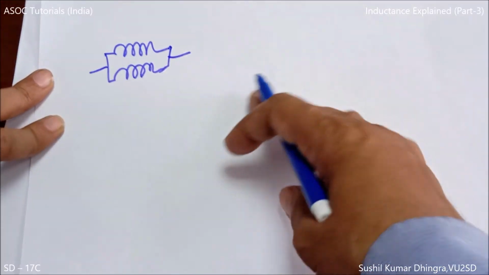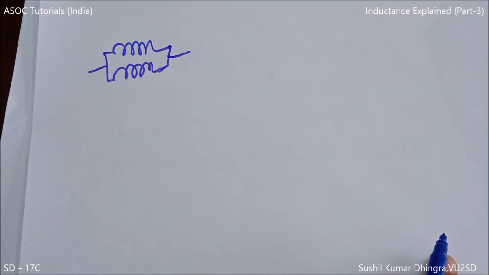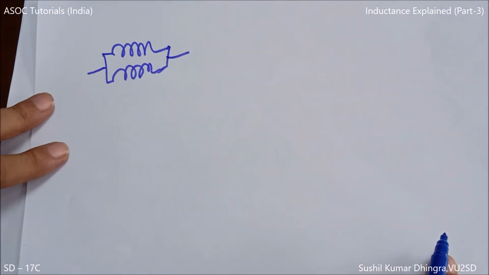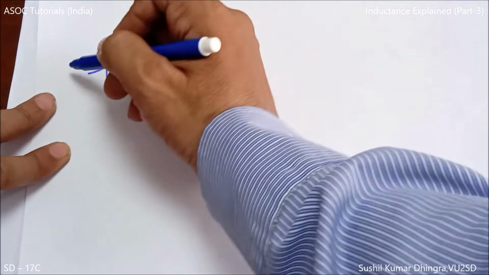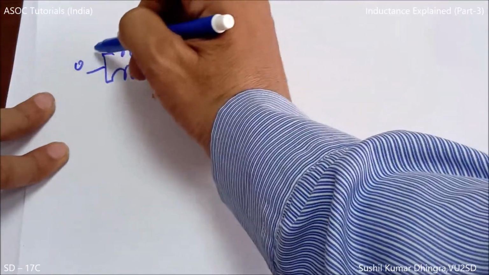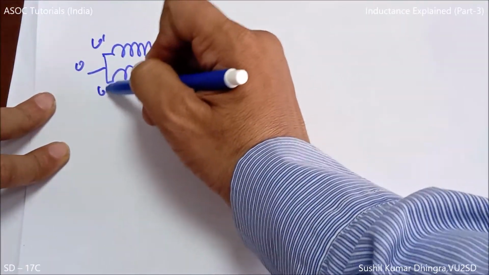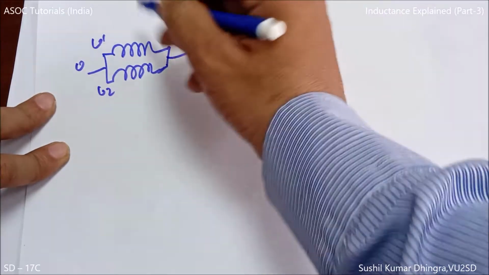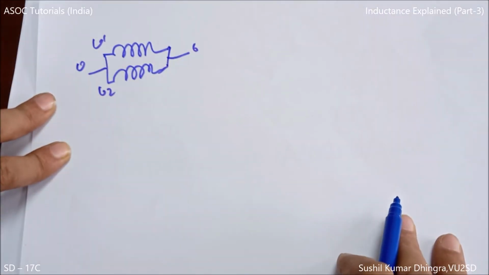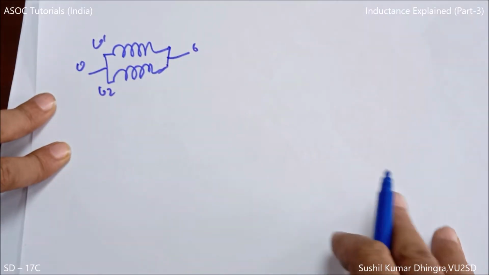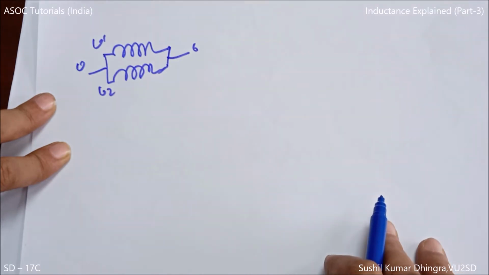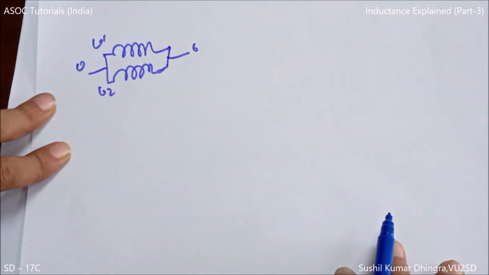They are in parallel. So the voltage drop across all the inductors in parallel will be the same. V1, V2 will be the same because they are in parallel. Inductors in parallel have a common voltage source. So this is one thing, and the inductors L1, L2, L3 are connected together in parallel.